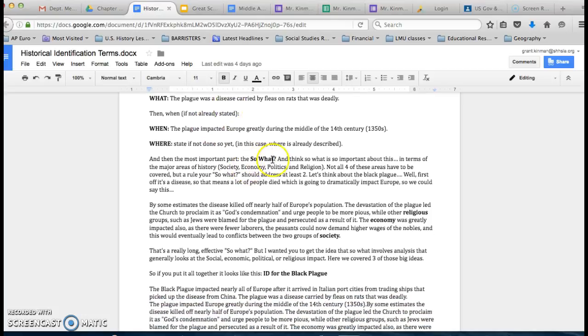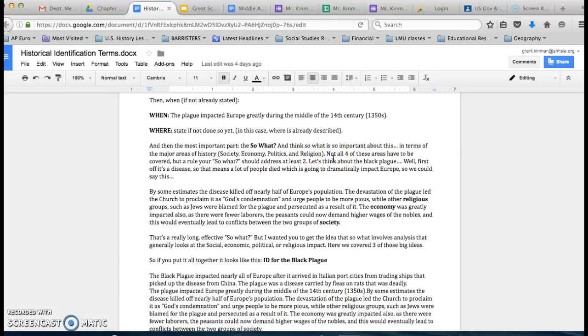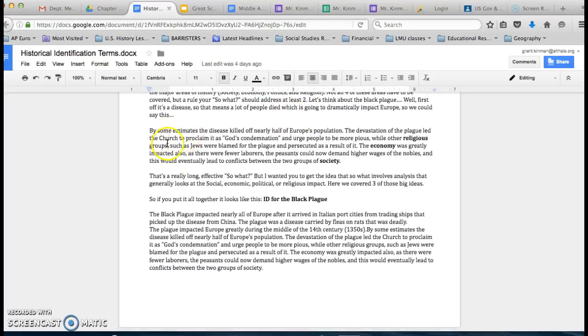And then the most important part is the so what. And we want to think about it in terms of the major ideas of history. How did this impact the society, economy, politics, and religion? And the goal is, you don't have to talk about all 4, but we want to hit on 2. So I went through the so what here, and how it impacted religion, economy, society. You can pause that one and take a look at that, but the so what is the most important thing.